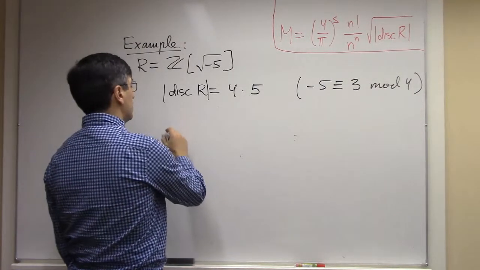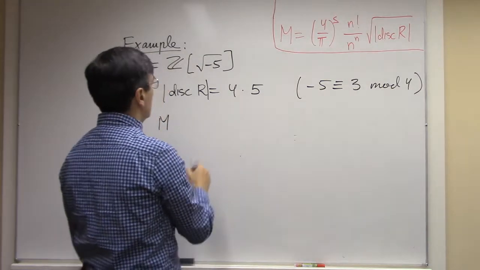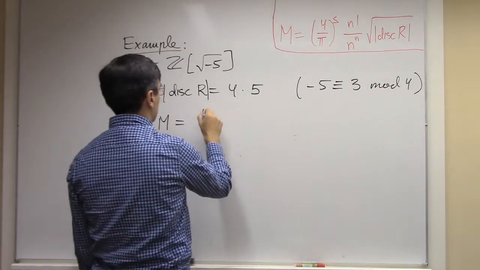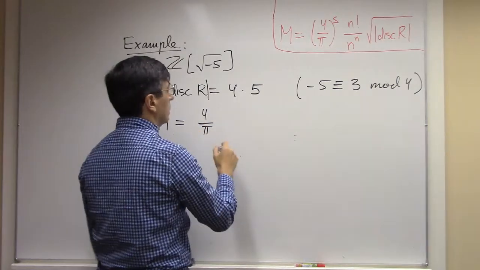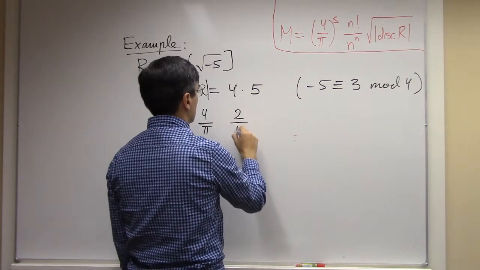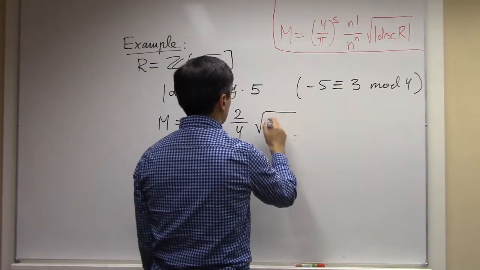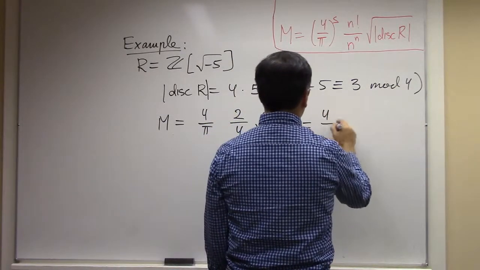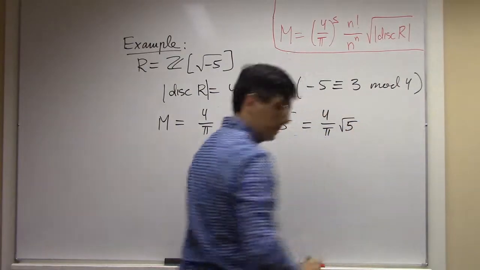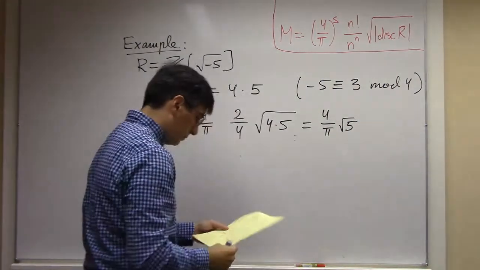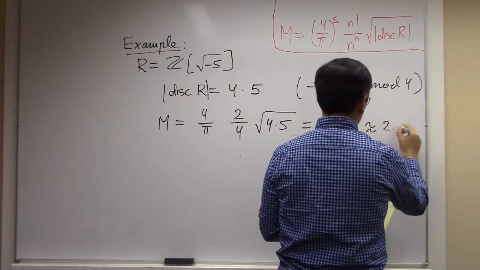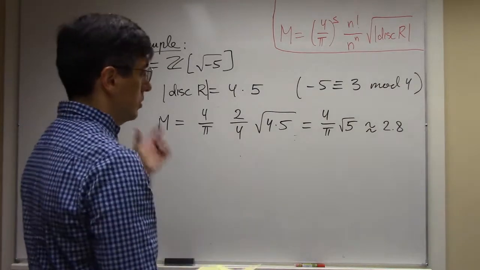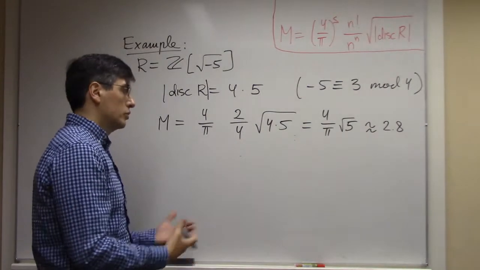And the Minkowski bound M gives me, so now s is 1 because this is a complex number, this is 4 over pi, and then I have 2 over 4 square root of 4 times 5. Okay, so this is 4 over pi square root of 5. Okay, and this gives me approximately 2.8. Okay, with 2.8, I have to just concentrate on primes whose norm is 2.